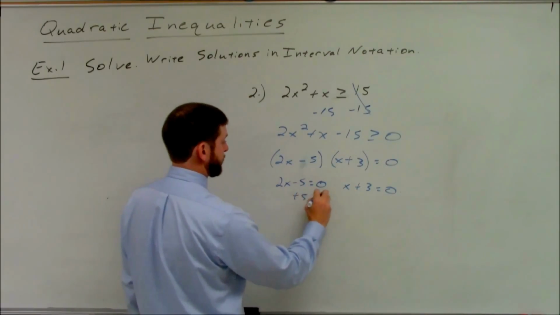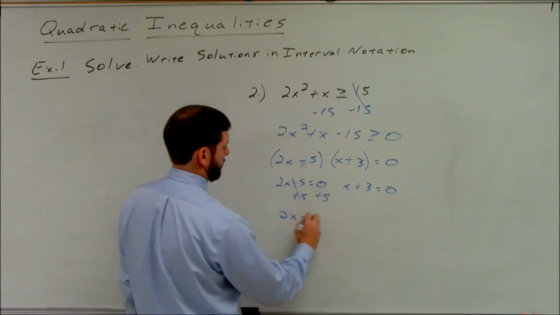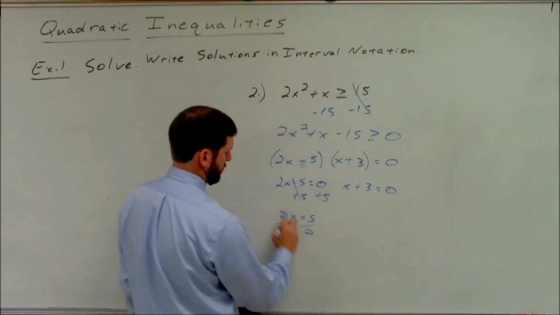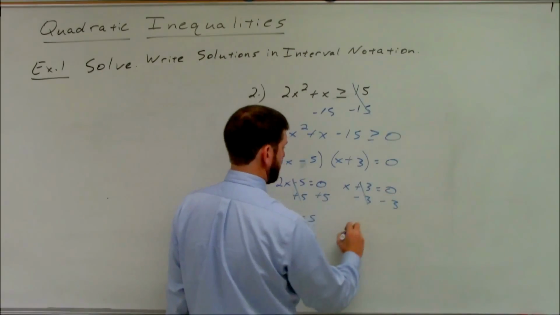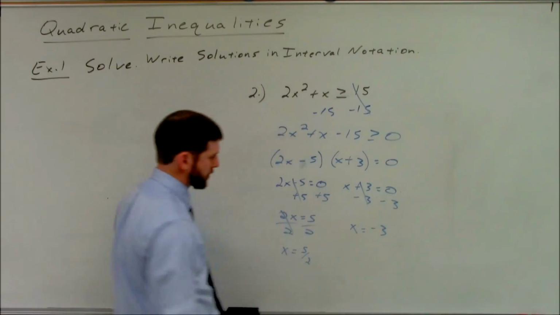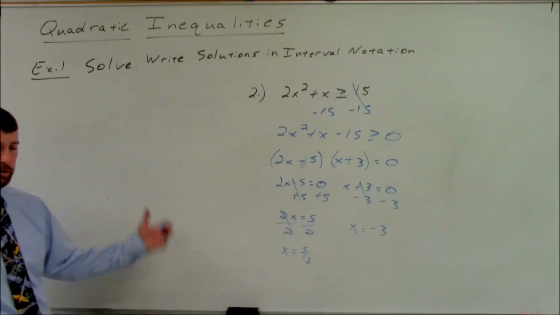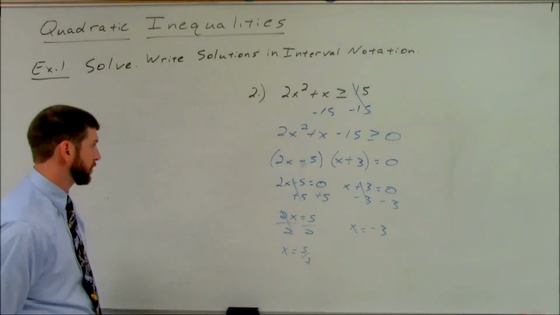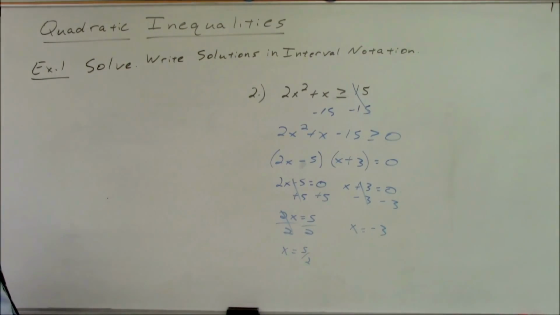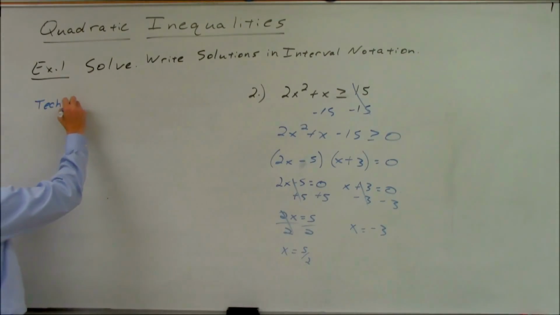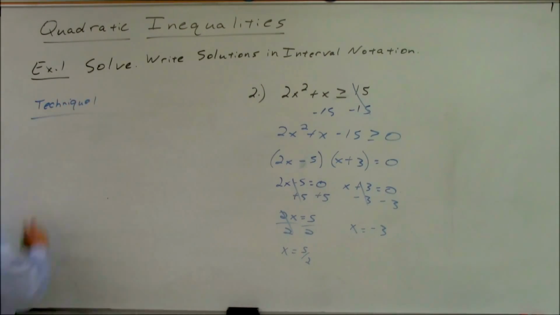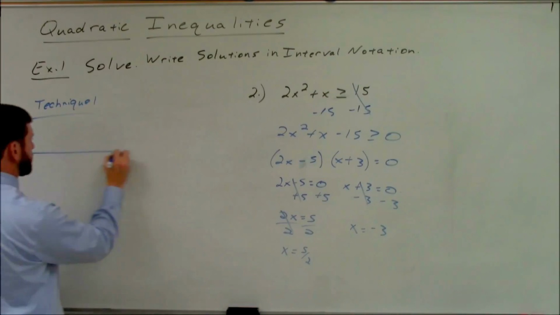So add your 5, divide by 2, subtract your 3. Right, there's your critical values. So the solution will either be outside those values or between those values. Okay? So let's try technique 1 for determining our solution. Go with your number line.